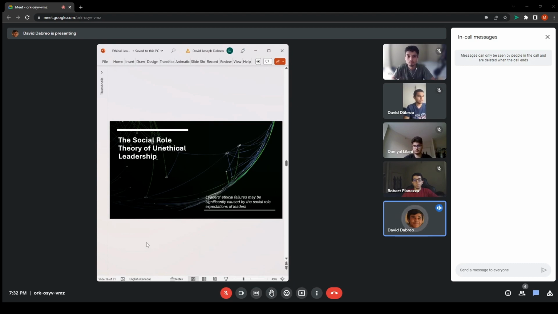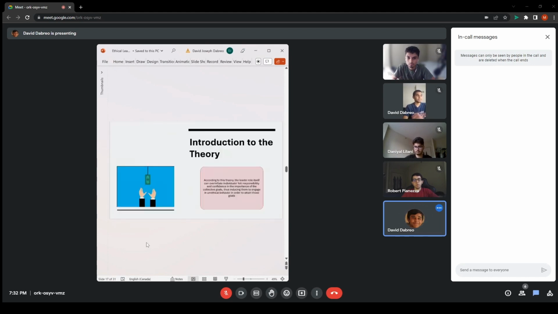Okay, so my research was on the social role theory of unethical leadership. The aim of the research was to find out if leaders' ethical failures would be significantly caused by the social role expectation of leaders. And this is an introduction to the theory. The theory was that the leader role itself can overinflate an individual's felt responsibility and confidence in the importance of the collective goals, thus inducing them to engage in unethical behavior in order to attain those goals.